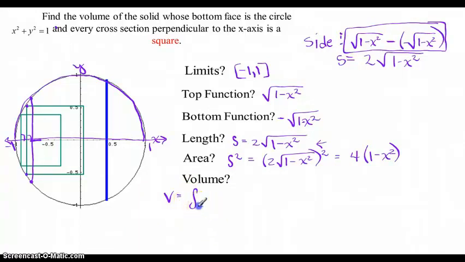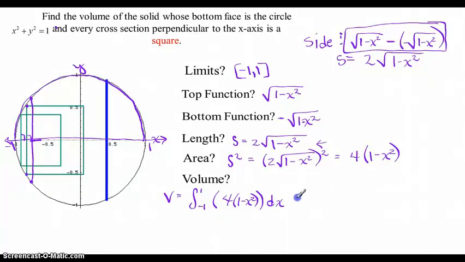We can see there that we found our limits of integration are going from -1 to 1. We need the area of one representational cross-section, which we found here, which was 4 times the quantity 1 minus x squared, and we are integrating with respect to x. Our thicknesses for all of our squares are with respect to x.